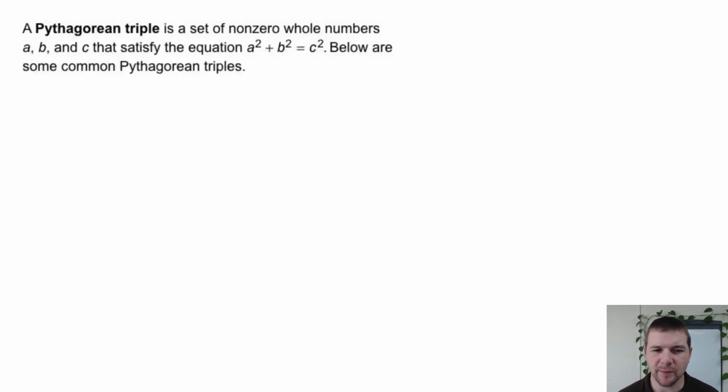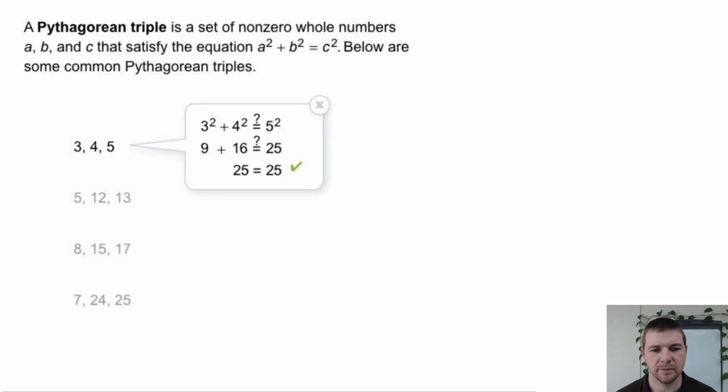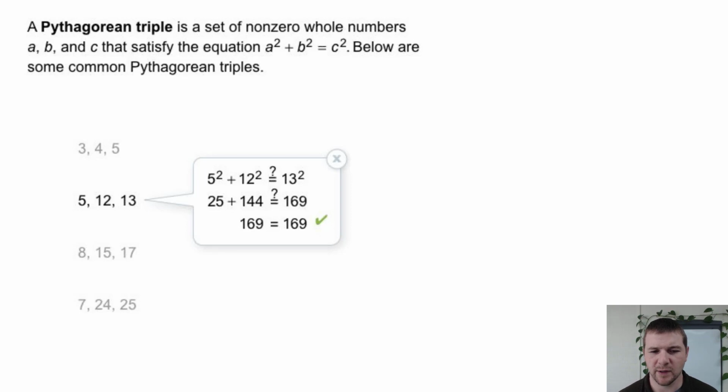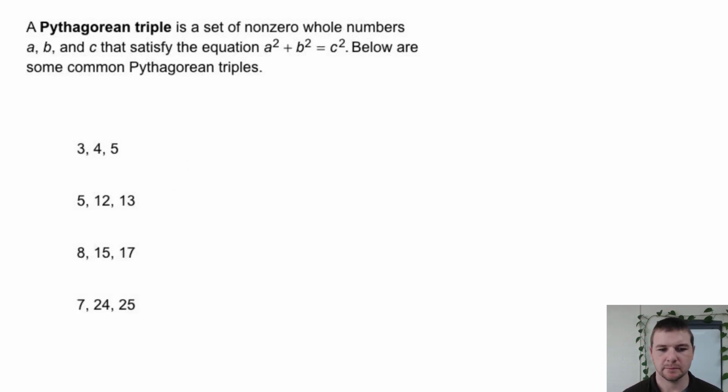A Pythagorean triple is a set of non-zero whole numbers a, b, and c that satisfy the equation a squared plus b squared equals c squared. Below are some common Pythagorean triples. Note that 3 squared plus 4 squared equals 5 squared, 5 squared plus 12 squared equals 13 squared, and so on.